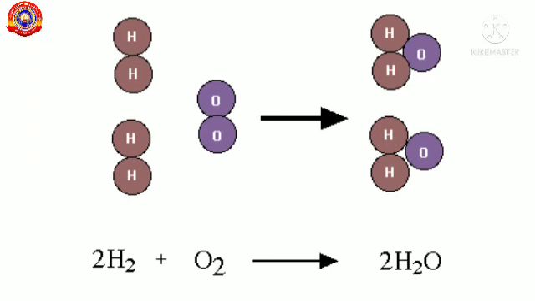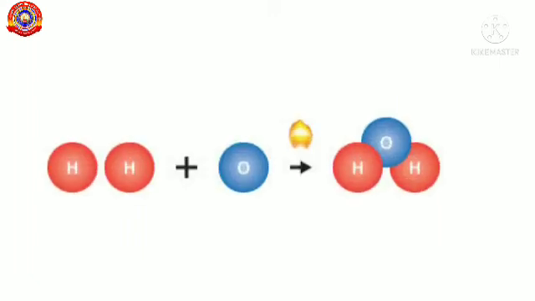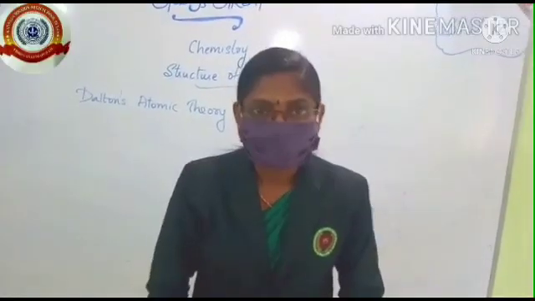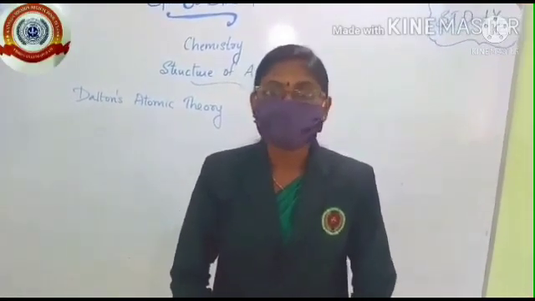In this reaction, you can see that there are 4 hydrogen atoms and 2 oxygen atoms on the reactant side, and on the product side we have the same number of atoms, that is 4 atoms of hydrogen and 2 atoms of oxygen. Here the hydrogen atoms combined with the oxygen atoms to form water molecules. Each water molecule has the ratio 2:1, that is 2 hydrogen atoms and 1 oxygen atom combined to form 1 molecule of water in the ratio 2:1. So dear children, did you understand the postulates of Dalton's atomic theory?